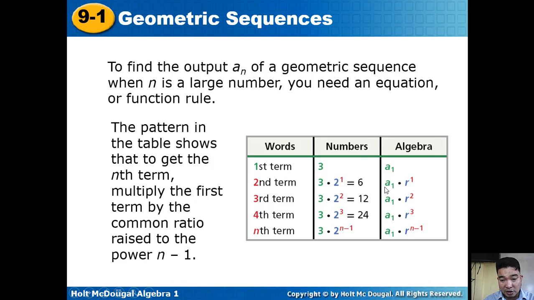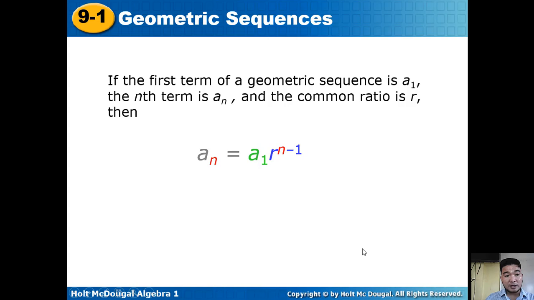So this 2 is our common ratio. And this exponent comes from the term number, since it is the second term, minus 1, n minus 1. So that is 2 minus 1, which is 1. And then 3 minus 1, which is 2. Then 4 minus 1 is 3, and so on and so forth.